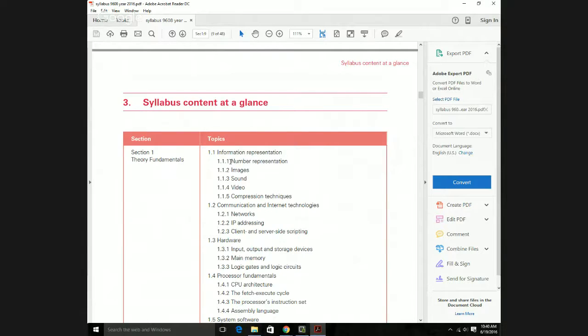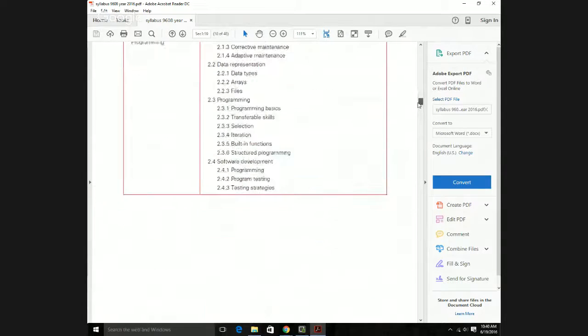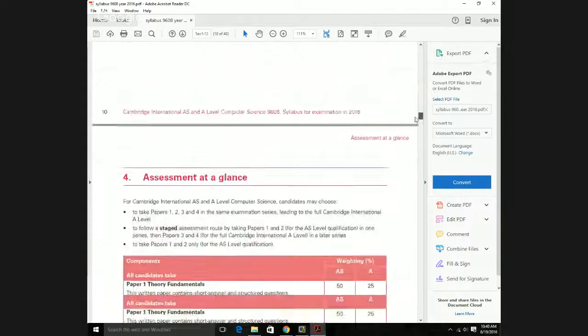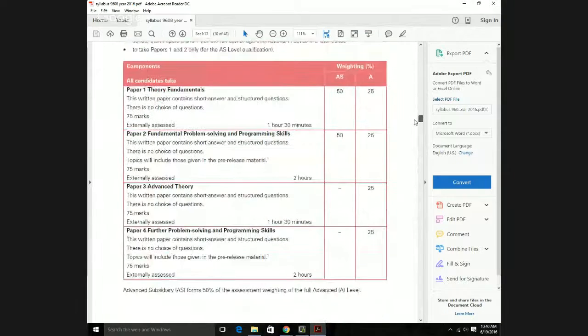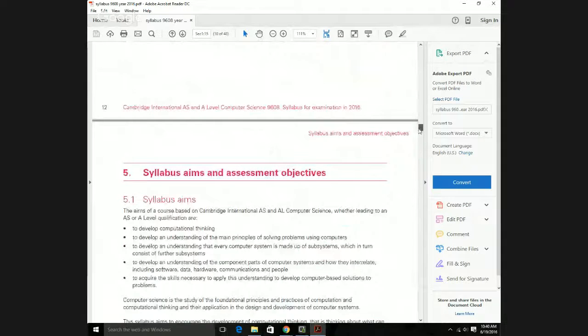Number representation will be the first one, then images and sound. Let's see the syllabus in a little bit more detail. This is just the overview: section 3, P3, and then P4. This is probably the division of the marks in AS and A2.